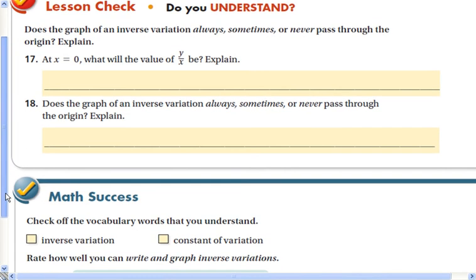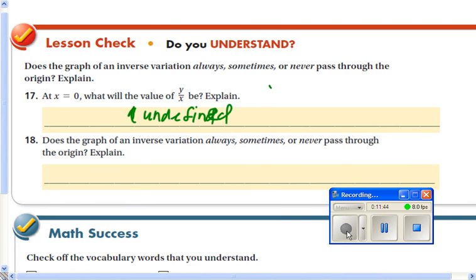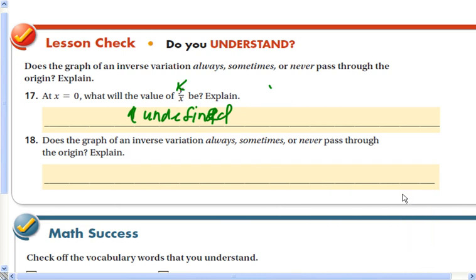And on the lesson check, does a graph of an inverse variation always, sometimes, or never pass through the origin? So an inverse variation is going to be a constant, this should say what will the value k divided by x. Our constant divided by x will always be undefined because you can't divide by 0.